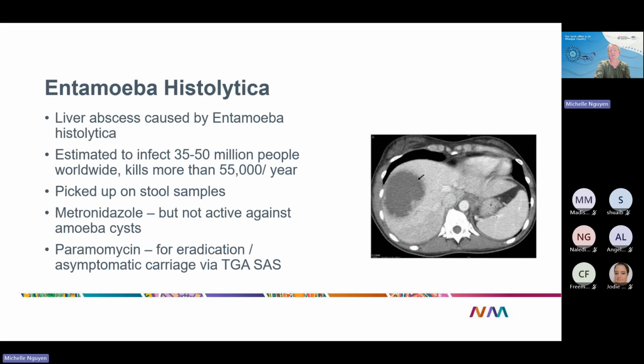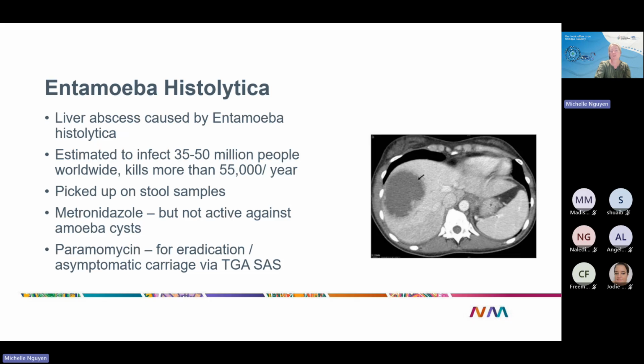This picture shows an amoebic liver abscess. So a liver abscess caused by Entamoeba histolytica. And this again is another infection which we're not commonly picking up, but we have had a few cases that we've detected via stool samples, because again the PCR tests now are much more sensitive, and it's still very prevalent around the world. So it's estimated to infect 35 to 50 million people and still kills more than 55,000 people a year. I was quite surprised by that figure. It was higher than what I had thought.